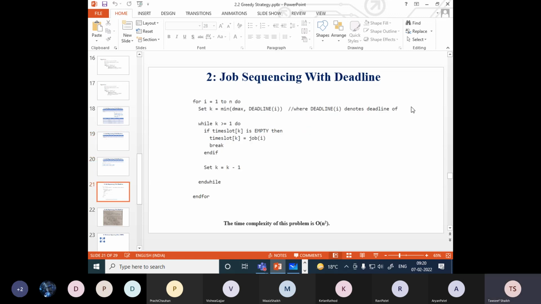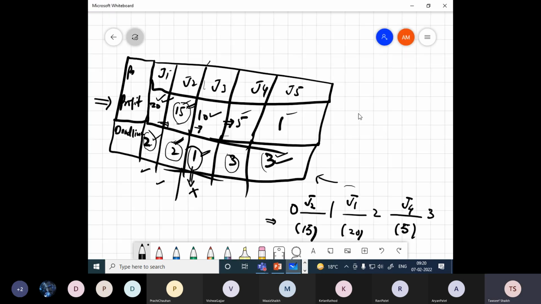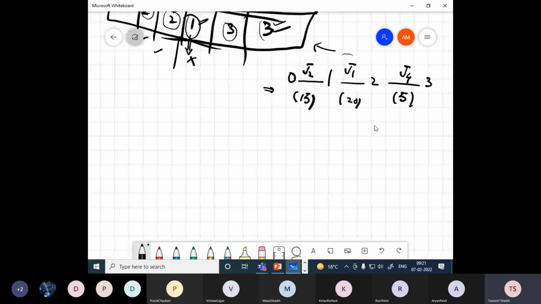Now coming to the algorithmic part of this job sequencing with deadline. This is the algorithm of the operations which we performed. So what it does is that initially it starts with a for loop from 1 to n. N means the total number of jobs. And here in our example, that is the first one, in which we took the total number of jobs equal to 5.